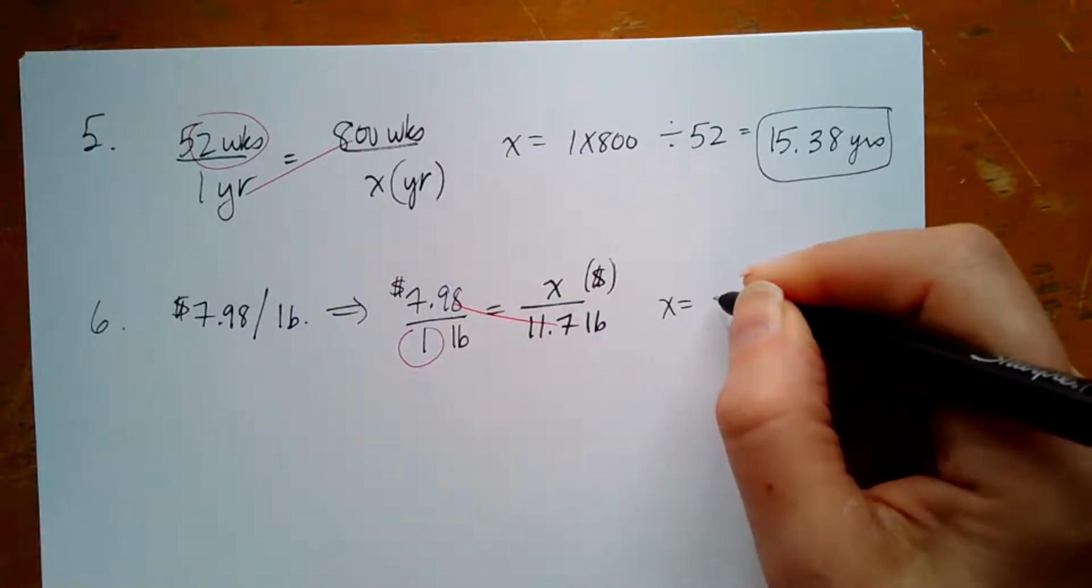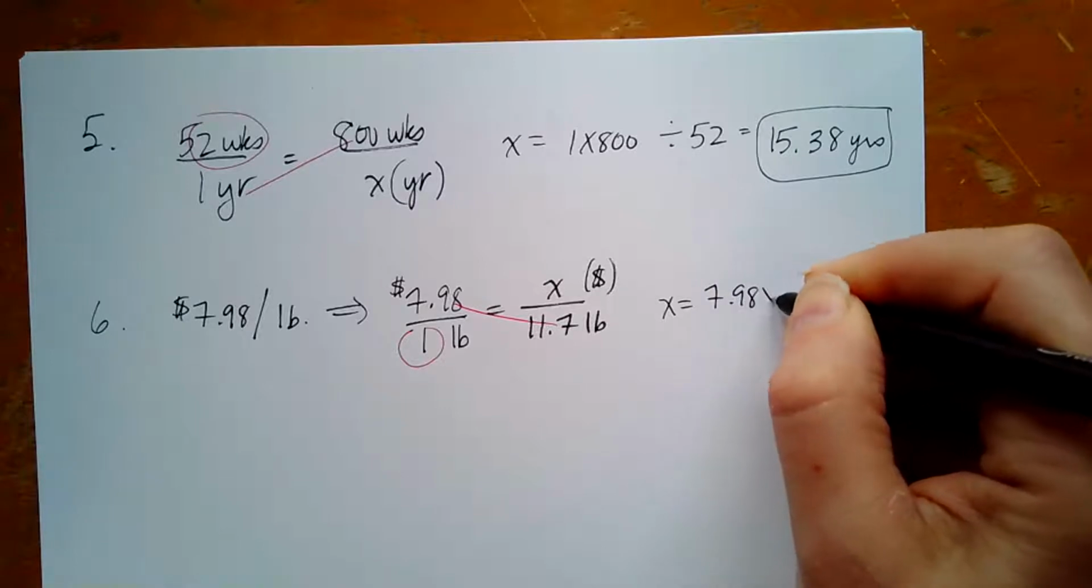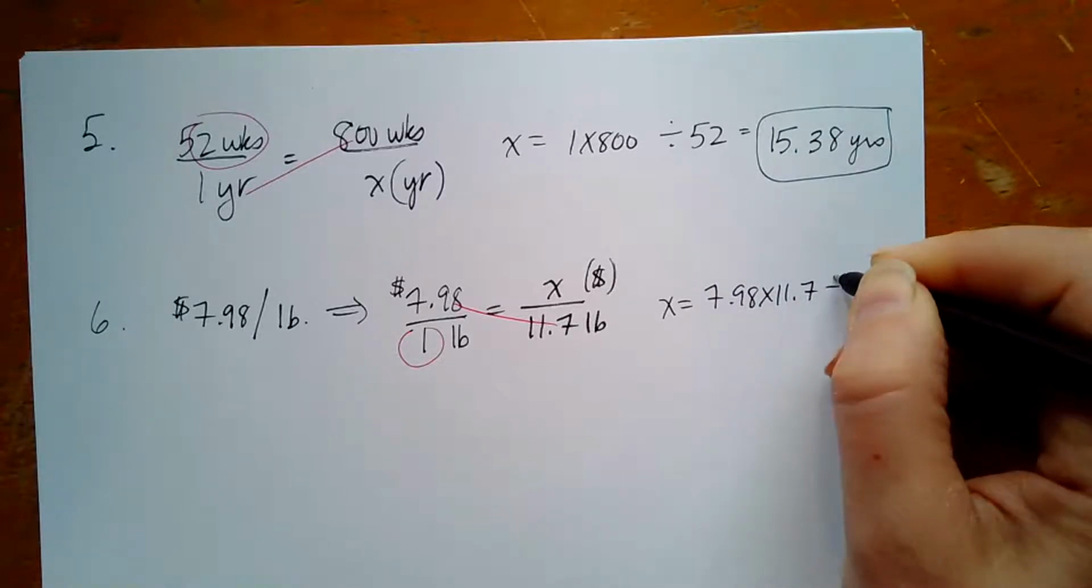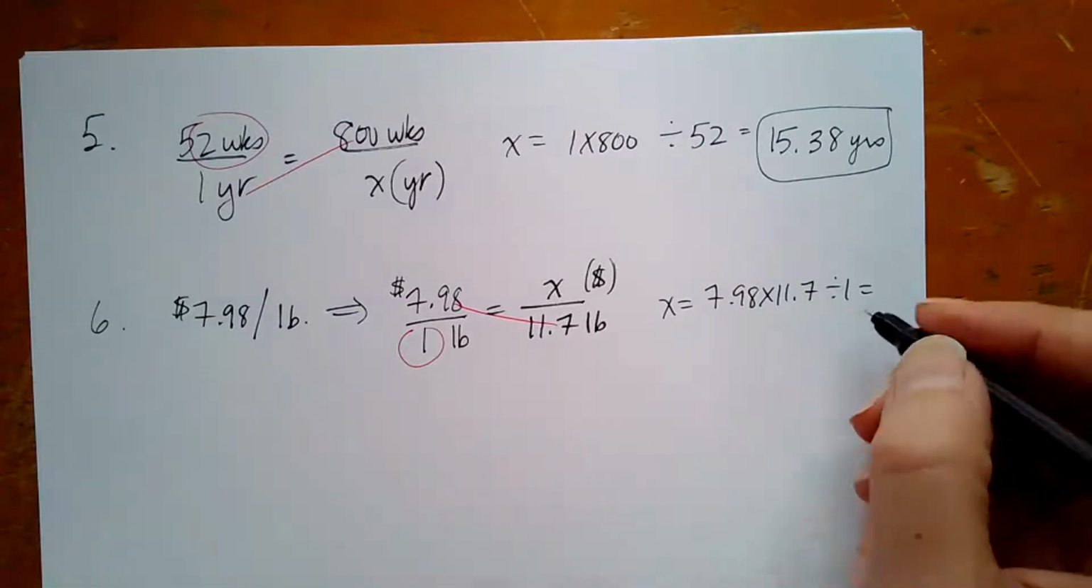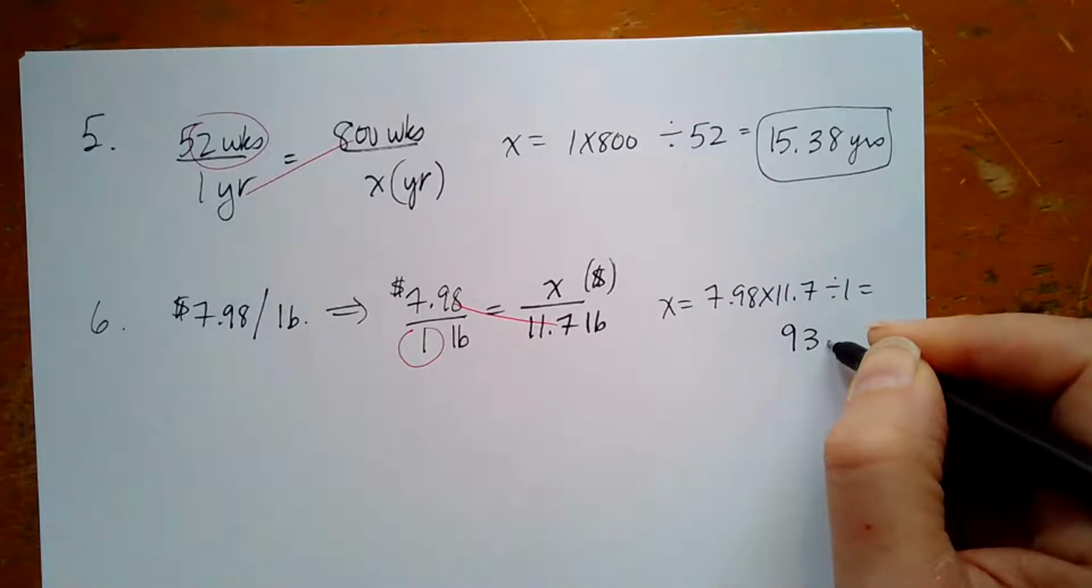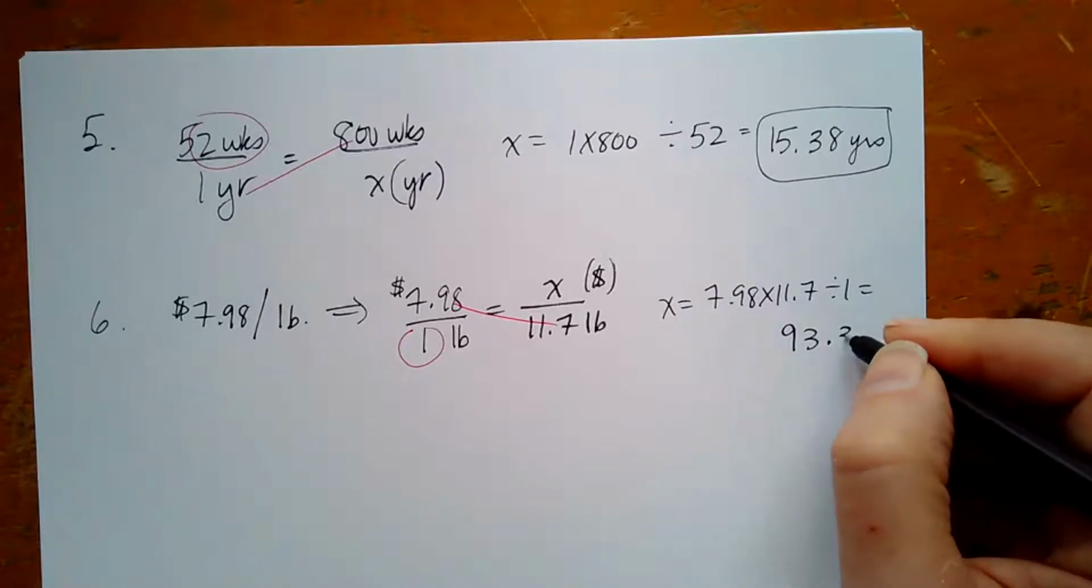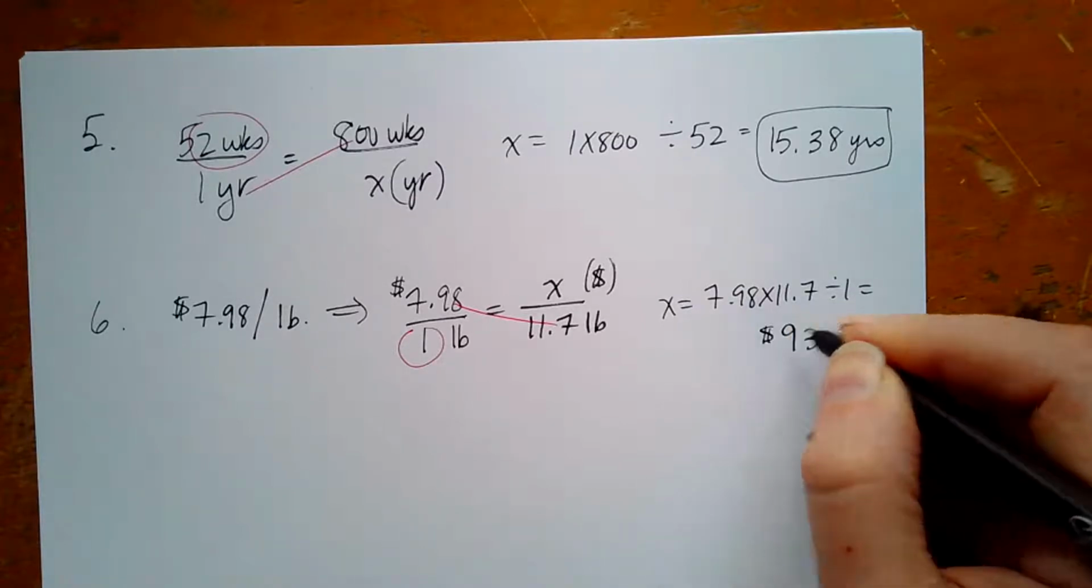Now you might be able to do this one the quick way. Like I say, you don't need these to set up a proportion, but your answer should be $93.37 if I round properly.